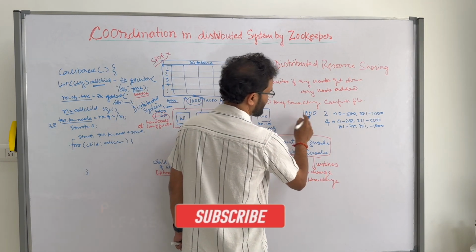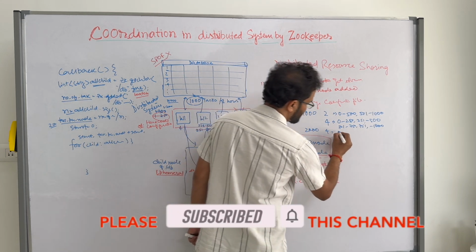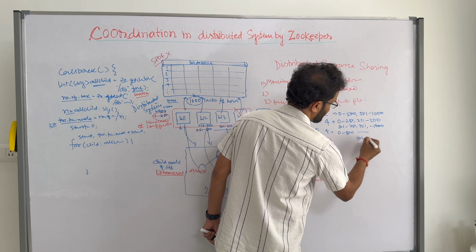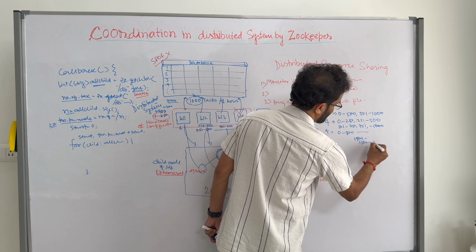Now suppose you make it 2000 with the same 4 machines. You can see it automatically changes according to the number, right? So, 1500 to 2000.